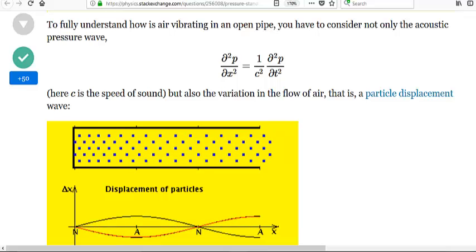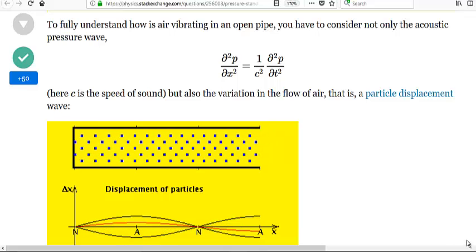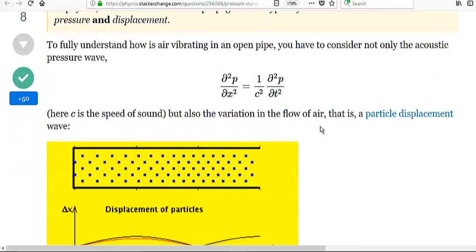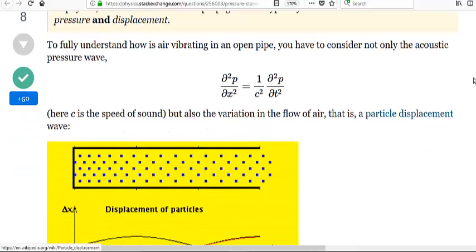Okay. So I like that little demonstration. Now, the complicated part is interesting. They were saying that the reality is that you've got this governing differential equation, the one-dimensional acoustic pressure wave equation. The second partial derivative of pressure with respect to x is equal to 1 over the speed of sound squared times the second partial derivative of pressure with respect to time. And if you solve that differential equation, you get something that would describe that behavior.